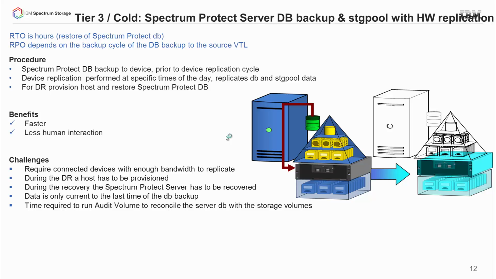Now, when it comes to doing a DR scenario, we would rebuild the Spectrum Protect server at the remote location and restore the database from that backup we did. We would make sure it could see the copy of the storage pool. We might have to run an audit to make sure that it reconciles the server database with the storage pool volumes. And at that point, you could restore the information. So your recovery time objective is still hours because you've got to restore your Spectrum Protect database. And your recovery point objective depends on when the backup cycle of that database backup was replicated across. The nice thing is that this is faster and there's less human interaction than the courier method.